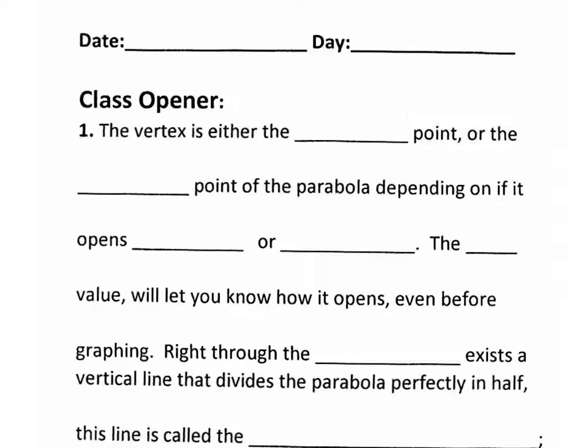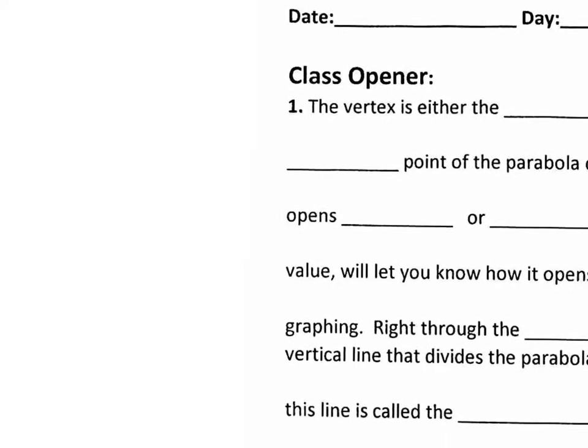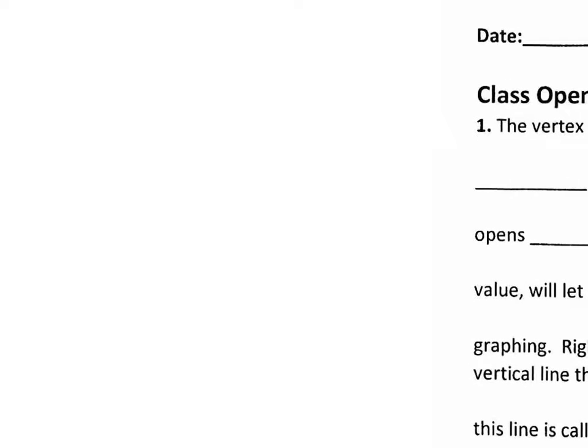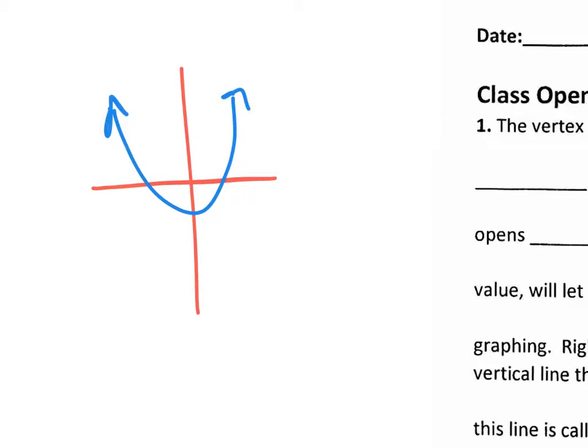Okay guys, so we learned, or we're supposed to have learned Friday, the definition of vertex, right? The vertex is a coordinate on an XY plane, and it's either the highest or lowest point of a parabola. So if I were to draw any parabola, the vertex would be the lowest point.